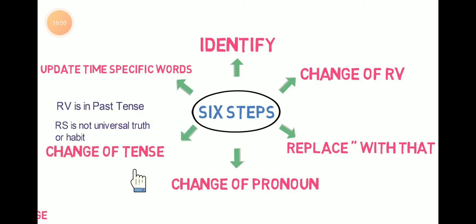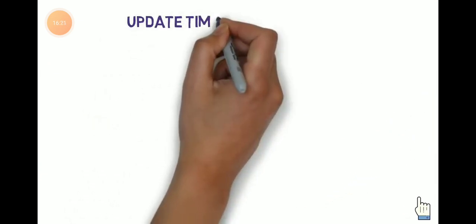We should update the time also, because while converting the direct speech, with the reporting verb of the direct speech, into the indirect, we should write the whole sentence in the past. Yes or no? This is what the tenses say. So we have to bring some time specific words also, which is updating the time specific words. Let's see an example of how we can update these time specific words.